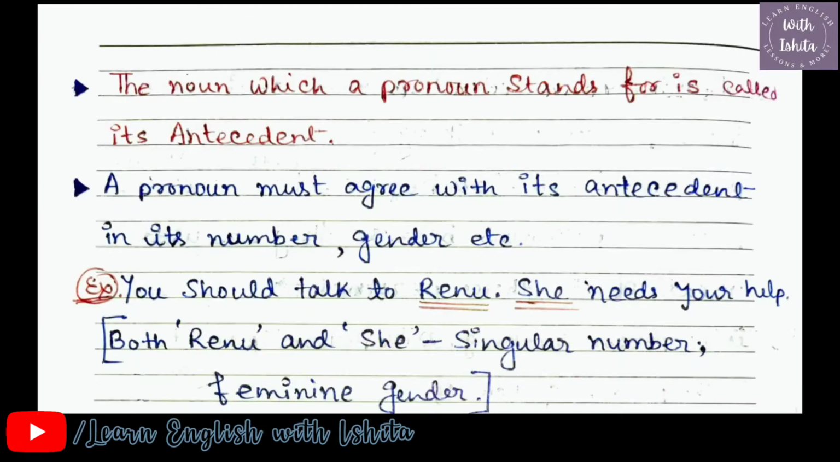Now let's take note of these following points. 1, the noun which a pronoun stands for is called its antecedent. 2, a pronoun must agree with its antecedent in its number and gender, etc. For example, you should talk to Renu, she needs your help. Both Renu and she are singular number and feminine gender.